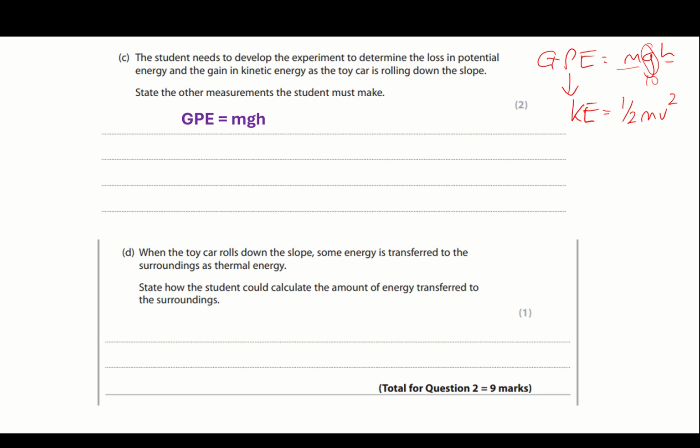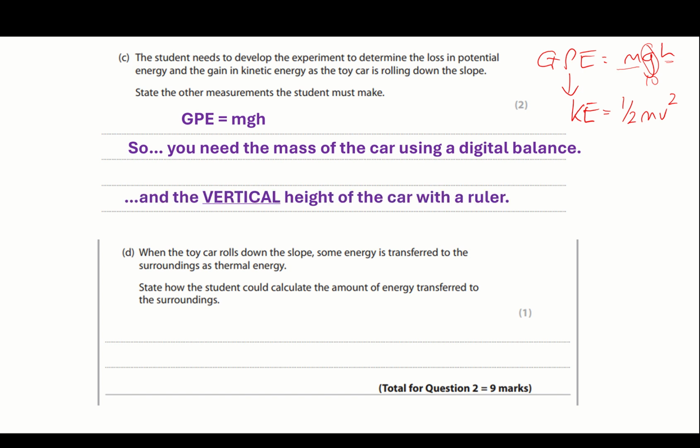Well, we know GPE equals mgh, so we need the mass of the car using a digital balance. Always get in the habit of saying what the equipment is that you need. And the vertical height of the car with a ruler. Done. If you wanted to, we could add in kinetic energy equals half mv squared, and therefore I'd need the mass and the velocity at the bottom.